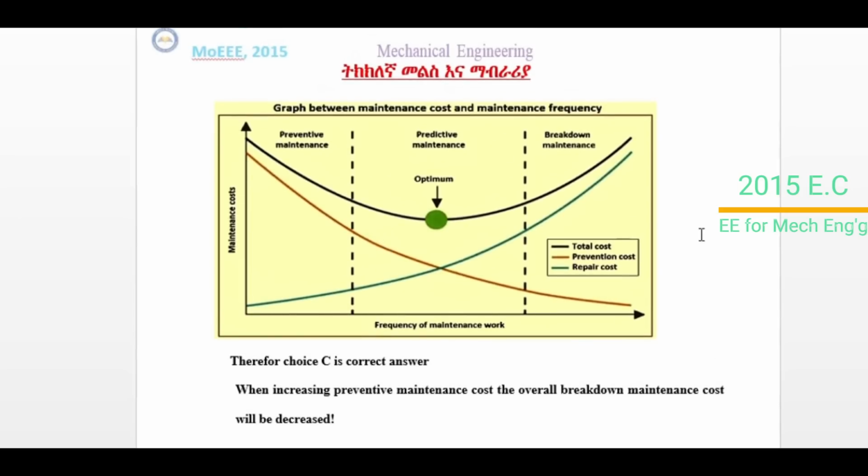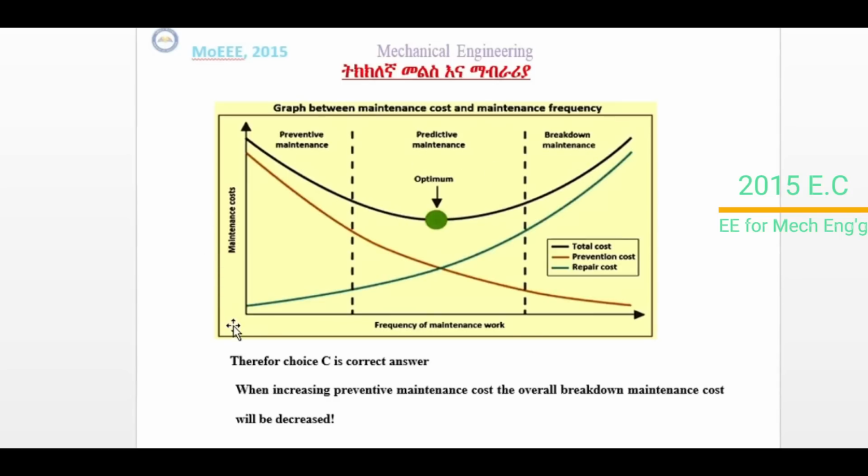Here, this is the graphical representation of the maintenance costs. Here we have maintenance cost, and here we have frequency. This blue part shows the repair cost, this yellow shows the preventive cost, and this black shows the total cost. So here we have preventive maintenance, predictive maintenance, and breakdown maintenance.